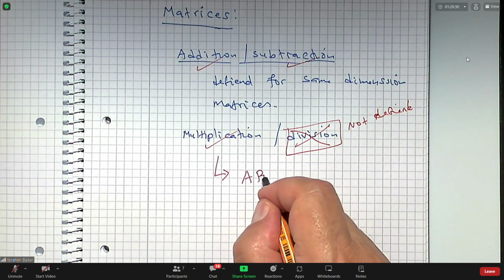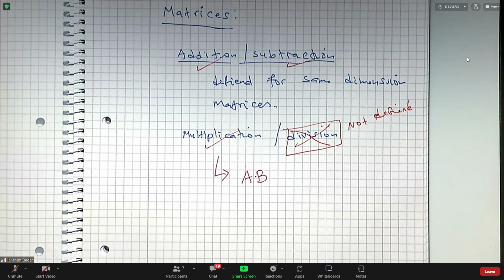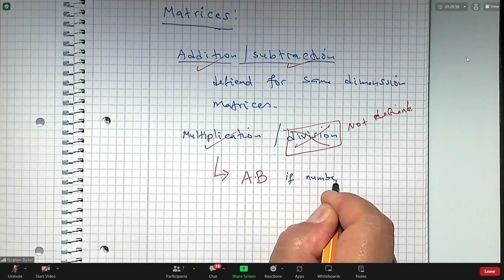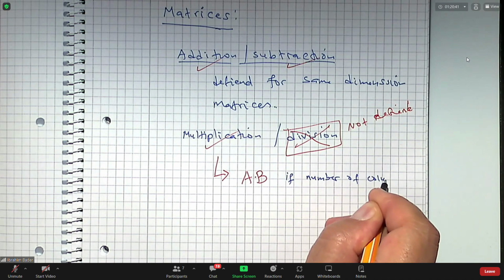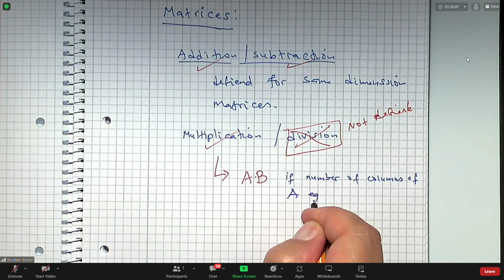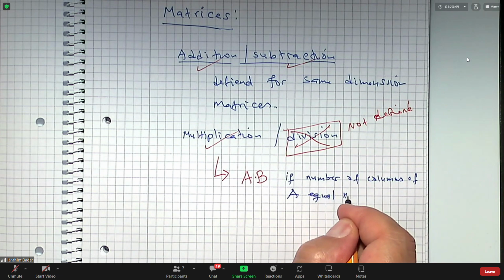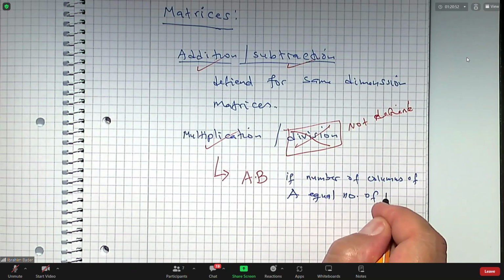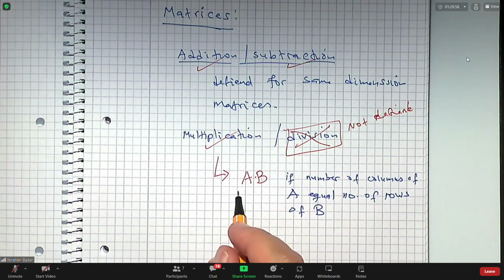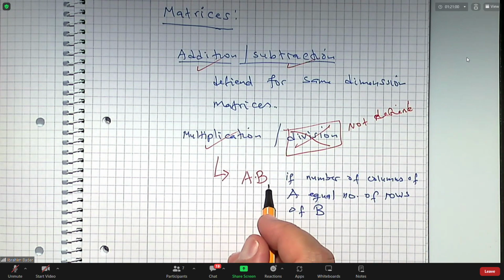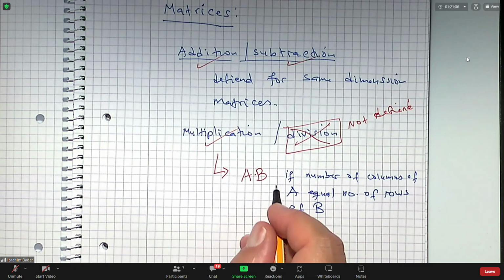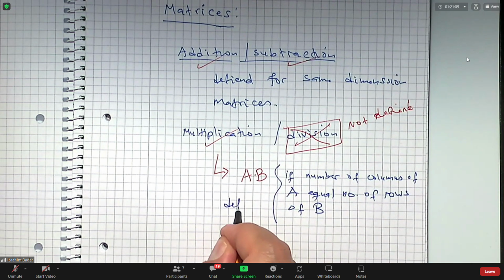A times B is defined if the number of columns of A is equal to the number of rows of B. Number of columns of the one to the left is equal to number of rows of the one to the right. If this is the case, then it is defined. Okay? So it's not defined always.